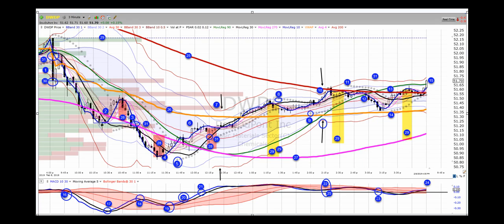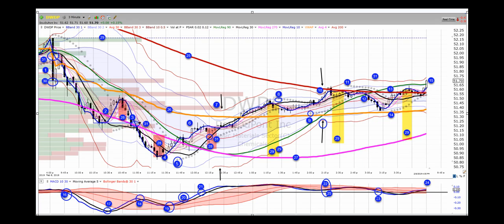At 2, I want you to notice a P1 RLCO outside of the river, followed by a little pocket entry in here with a close above the dragon. Price closed above the dragon. Short move up, rolled over. We have a collapsing dragon here at 3.